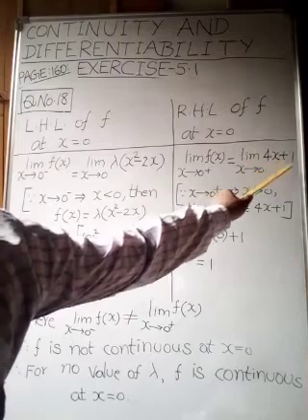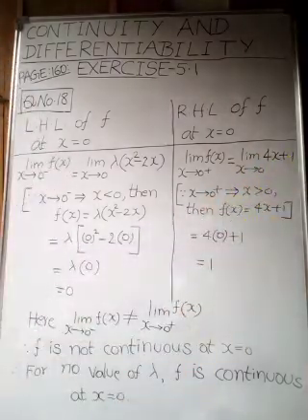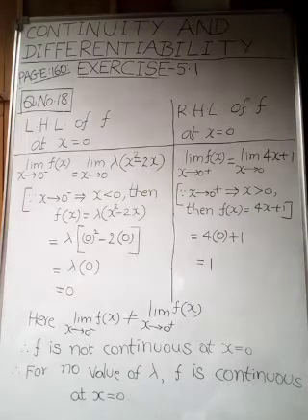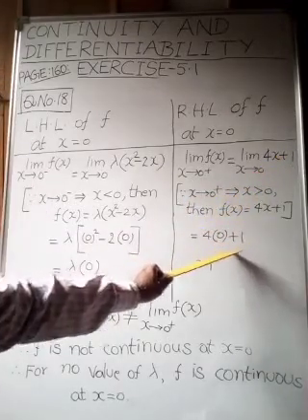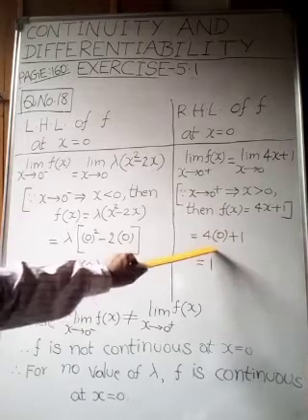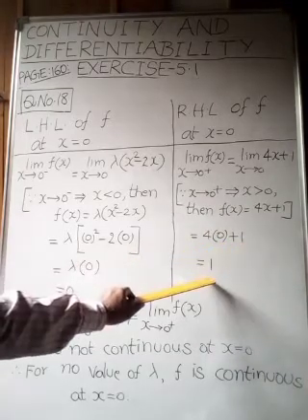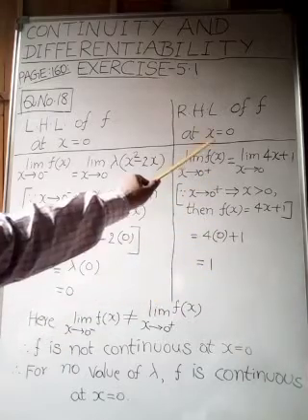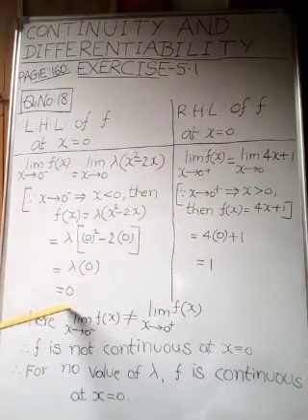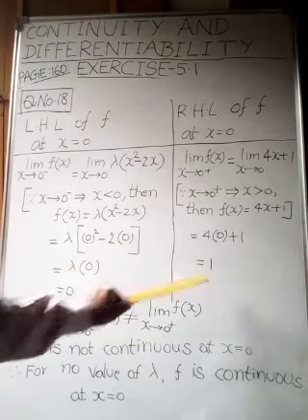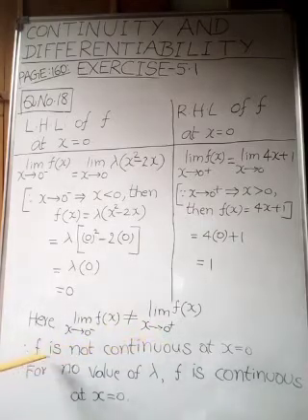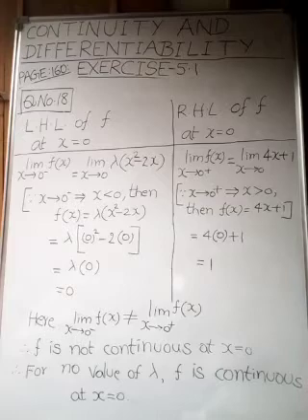Right. Now we are going to find the limit of this function at x is equal to 0 by the method of substitution. Means we just substitute x is equal to 0. That is equal to 4 into 0 plus 1. Understood this step? Right. By simplifying these two terms, what will you get here? 1. What is the RHL of f at x is equal to 0? 1. Here the left hand limit of f at x is equal to 0 is 0. The right hand limit of f at x is equal to 0 is 1. Both are not equal. Therefore, f is not continuous at x is equal to 0.